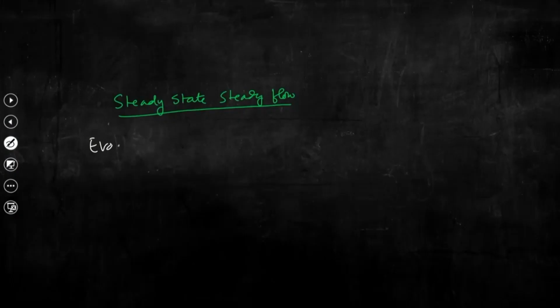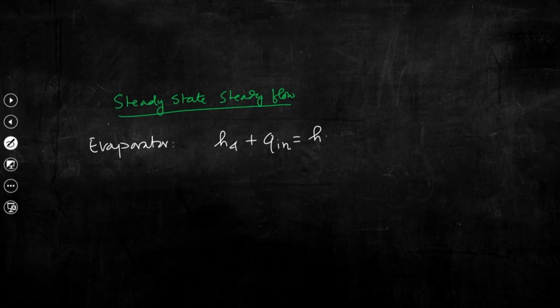For the evaporator, we can write H4 plus Q in equal to H1. So, therefore, Q in equal to H1 minus H4. That is very important: H1 minus H4. Of course the unit is kilojoule per kg.